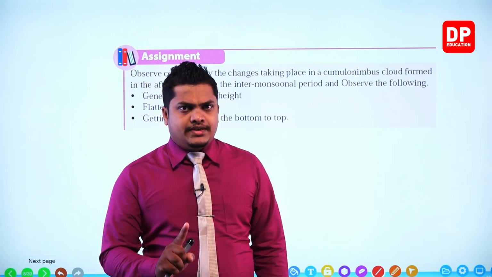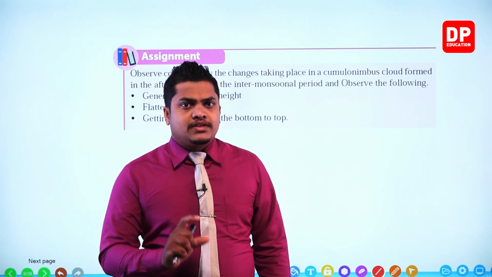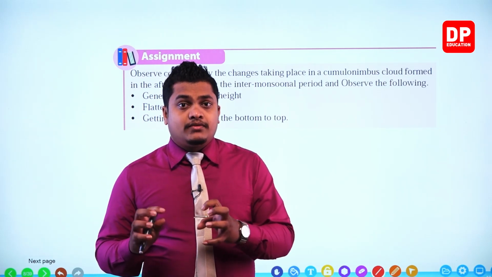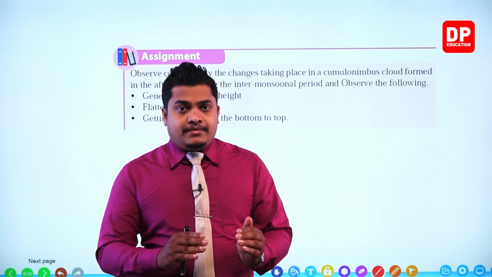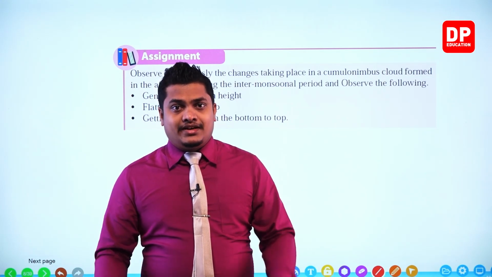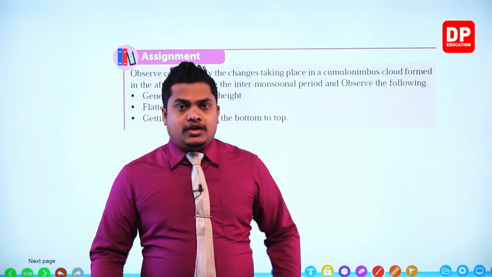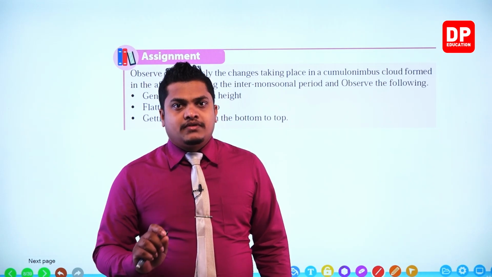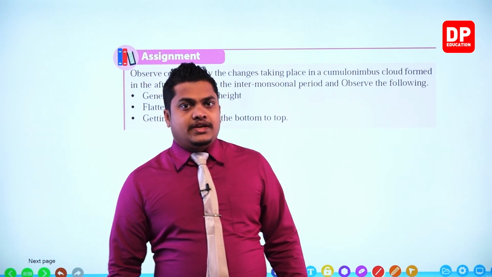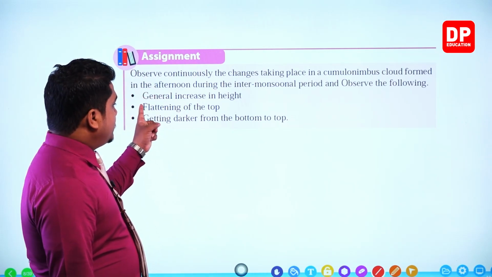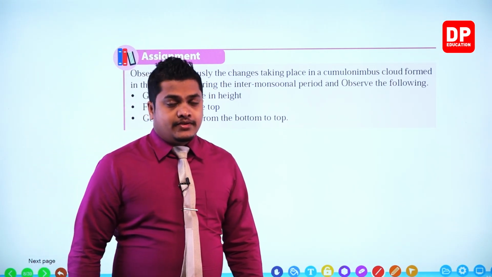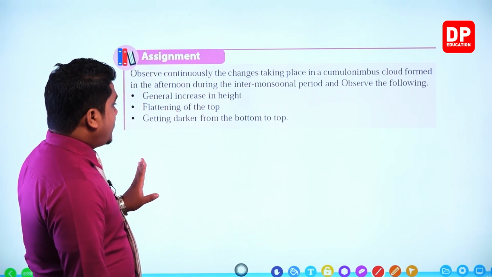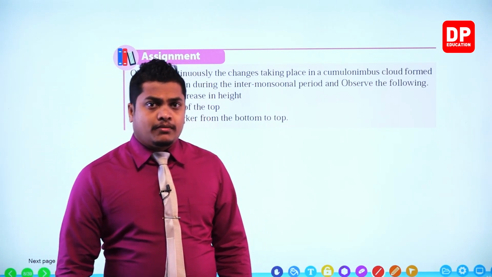What you have to do here is observe a cumulonimbus cloud from time interval to time interval, from the daytime to evening, until the rain comes. Check a good cumulonimbus cloud, look at it, then observe its features. So what are the features that you need to observe? General increase in height. How is the height going to increase? You have to check and note it down. Then flattening of the top. What will happen to the top?